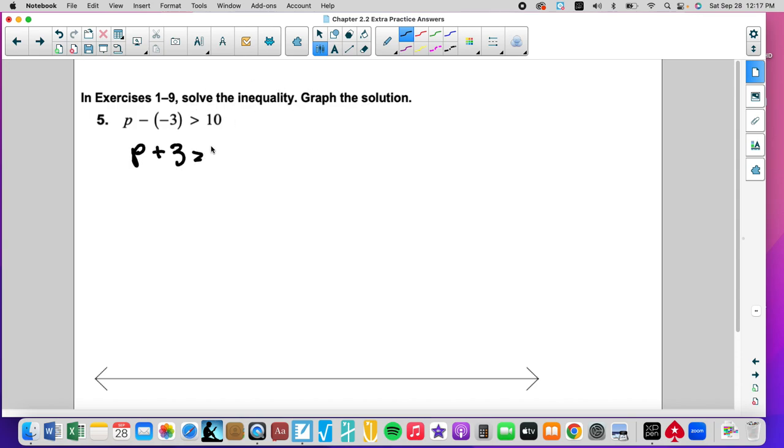A lot of students make a mistake here because we have double signs. I'm going to simplify the double signs. We know that two negatives make a positive. So instead of writing two signs, I write one sign representing those two signs. I don't write plus negative, I just write plus. Two negatives make a positive, and now I'm going to isolate by subtracting 3. P is greater than 7.